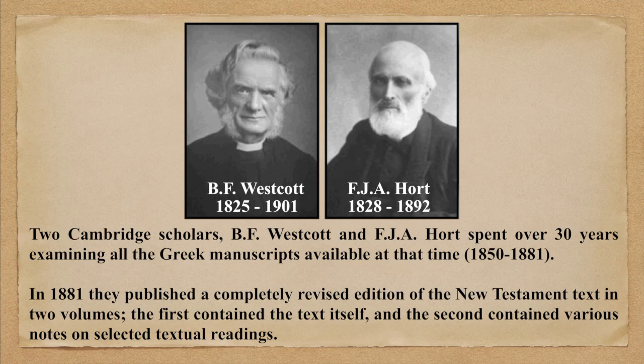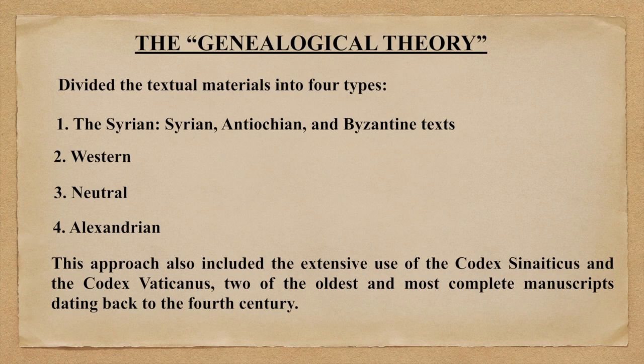In 1881, they published a completely revised edition of the New Testament text in 2 volumes. The first contained the text itself, and the second contained various notes on selected textual readings. The genealogical theory divided the textual materials into 4 types: the Syrian, Western, Neutral, and Alexandrian. The Syrian text type included the Syrian, Antiochian, and Byzantine texts. This approach also included the extensive use of the Codex Sinaiticus and Codex Vaticanus, 2 of the oldest and most complete manuscripts dating back to the 4th century.